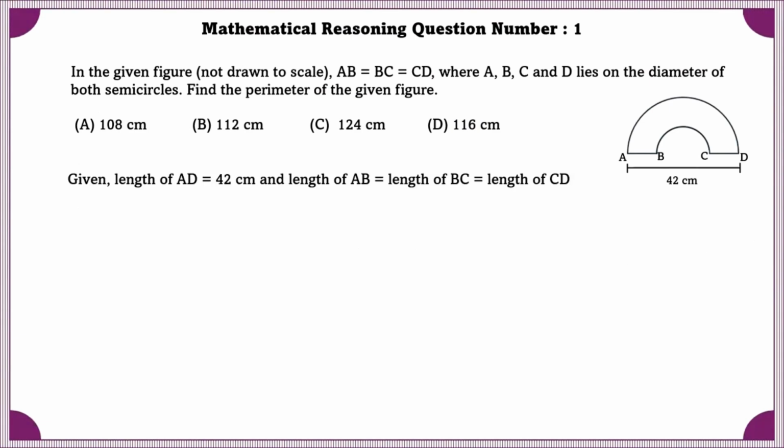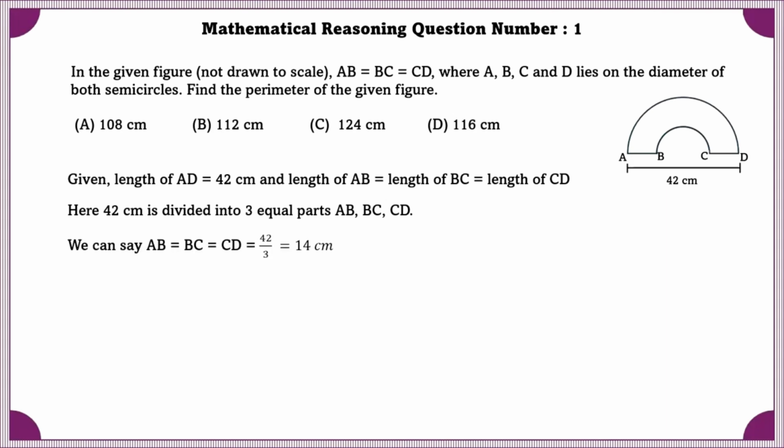Back to the question. Given length of AD is equal to 42 centimeters and length of AB is equal to the length of BC, which is equal to the length of CD. We can divide AD into three equal parts, namely AB, BC and CD. So now we can find the lengths of each equal part, that is 14 centimeters.